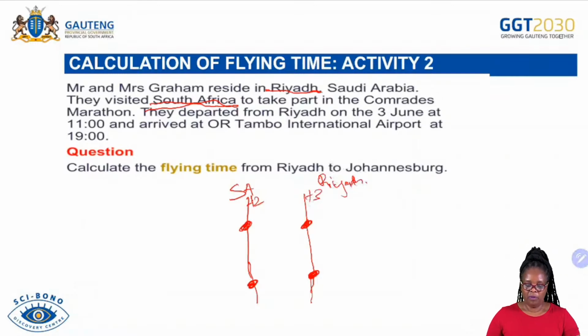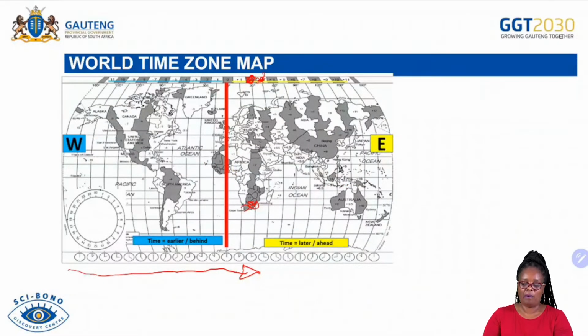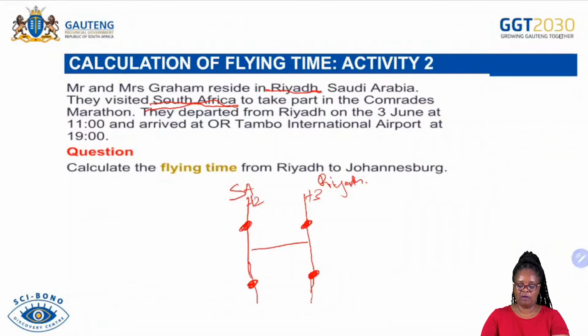What is the next step that we're supposed to do? After identifying the time zones, identifying the countries, the places, now you need to calculate the time difference between the 2 countries. There we go from our map. You move from +2 to +3. +2 to +3. It's only 1. It's 1 hour. Time difference between South Africa and Riyadh. It's 1 hour.